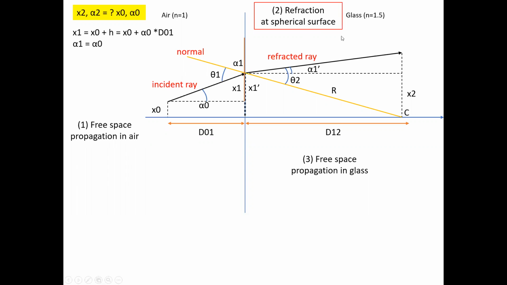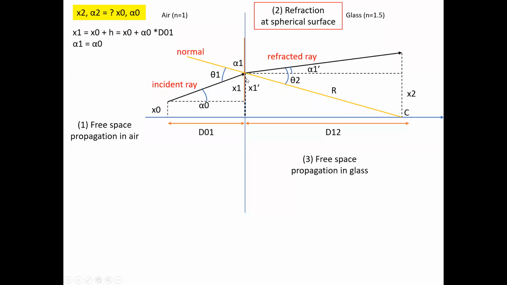Pretty simple. Second is the refraction at the spherical surface. Now the ray has hit this spherical surface. Remember the animation from the lens, it's going to change its angle. But its height is going to remain the same because it's the same point. Just the direction of the ray is going to bend toward the normal, bend inward, basically.